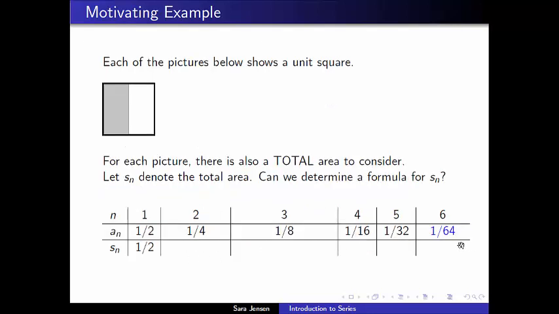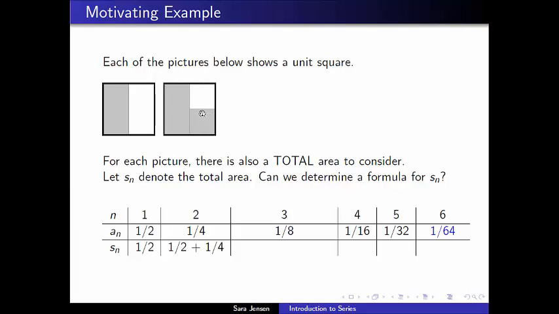And then what I'd like to do is add another sequence into the mix. While A sub n was denoting our newly added area, another thing that might have been of interest to us is the total area. So for now, let's let S sub n denote total area, and let's do the same process to see if we can come up with a formula for what S sub n is. At stage 1, both A sub n and S sub n are exactly the same, and they're 1/2, but at stage 2, we start to notice a difference.